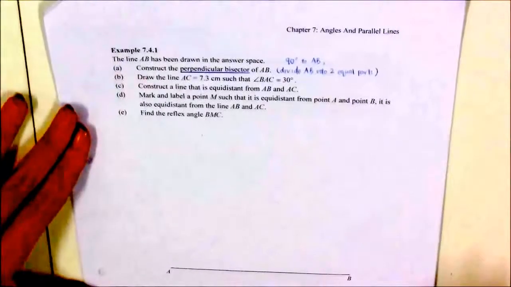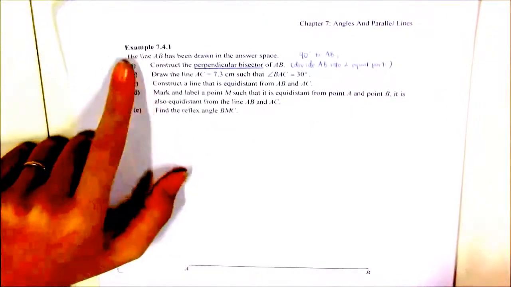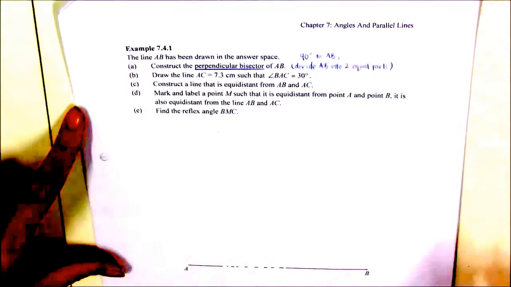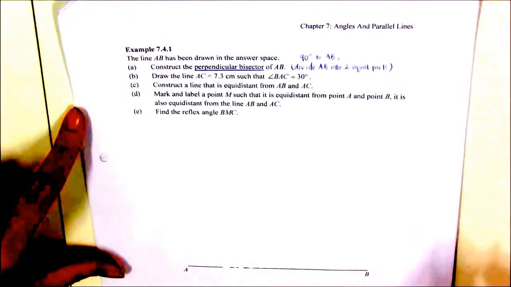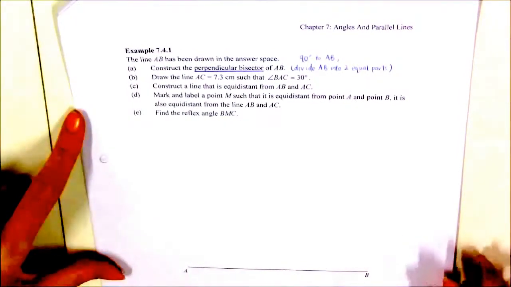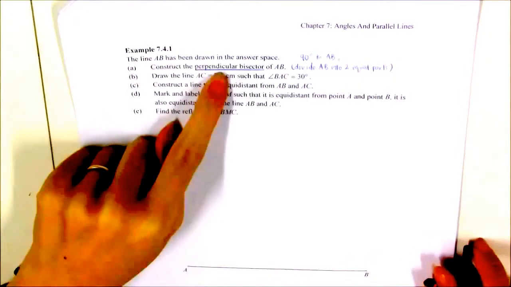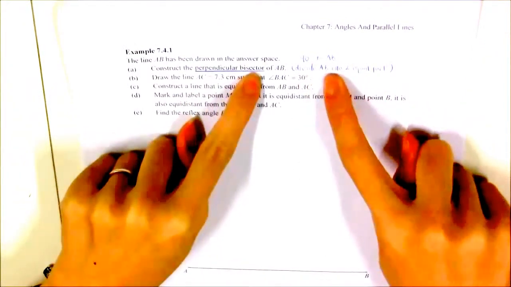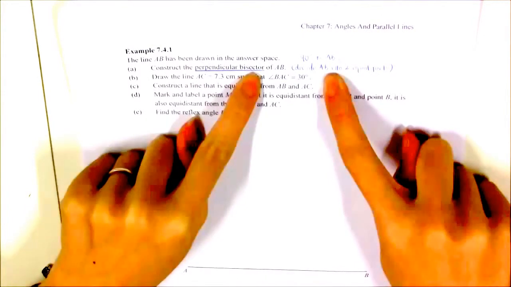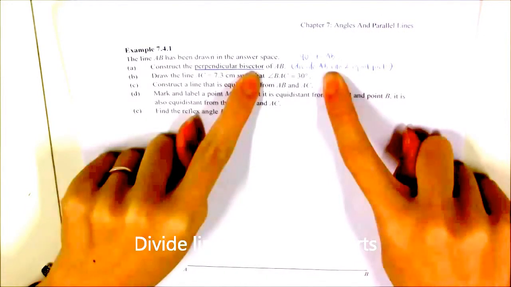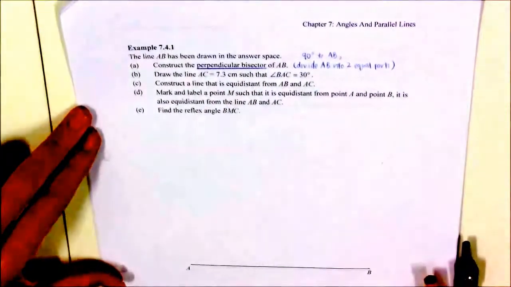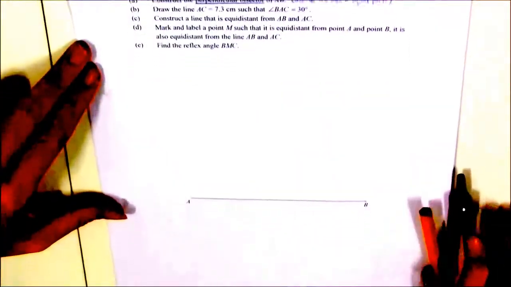So let's take a look at the question now. We are looking at example 7.4.1. The line AB is already drawn. Part A asks you to construct the perpendicular bisector of AB. The perpendicular bisector consists of two words. The first word being perpendicular, it means 90 degrees. And the second word is bisector, which basically means you're going to draw a line that's going to divide the line AB into two equal parts. So if we combine them together, we're drawing a line which is 90 degrees to AB and divides the line into two equal parts.